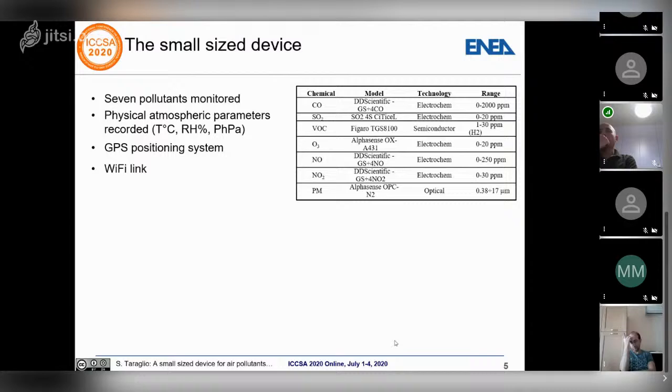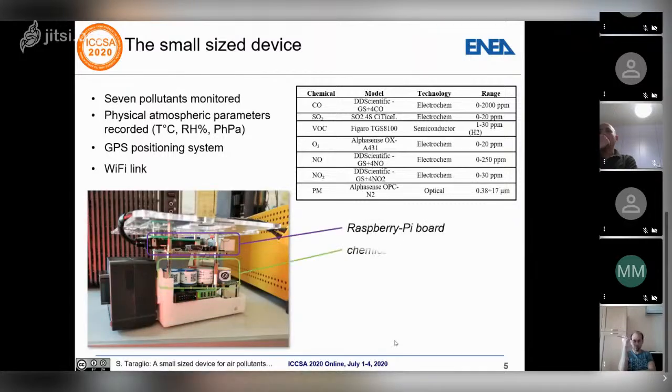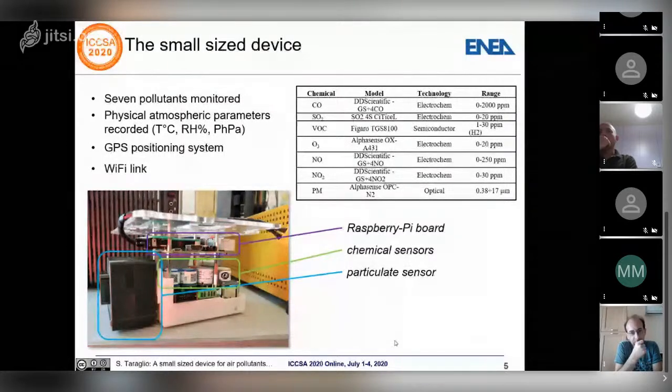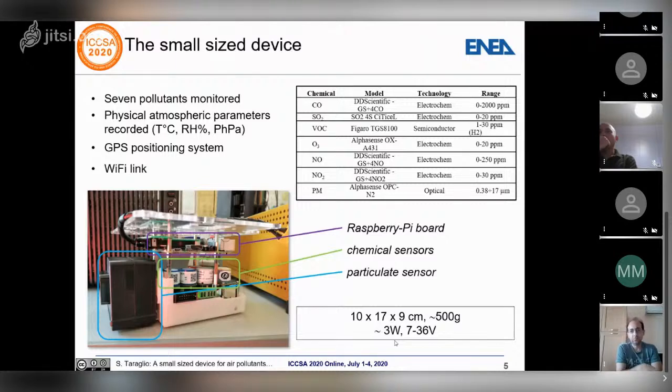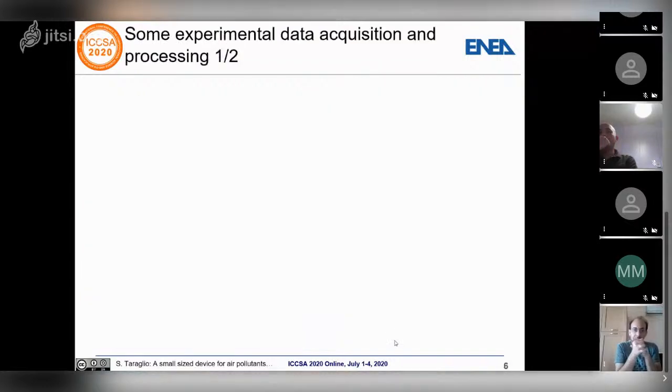In addition, the device is equipped with physical atmospheric sensors for the acquisition of parameters such as temperature, humidity, and so on, a GPS positioning system, and a Wi-Fi device to connect with other elements of the smart road. And these are the size and dimension data and the power data about the sensor.